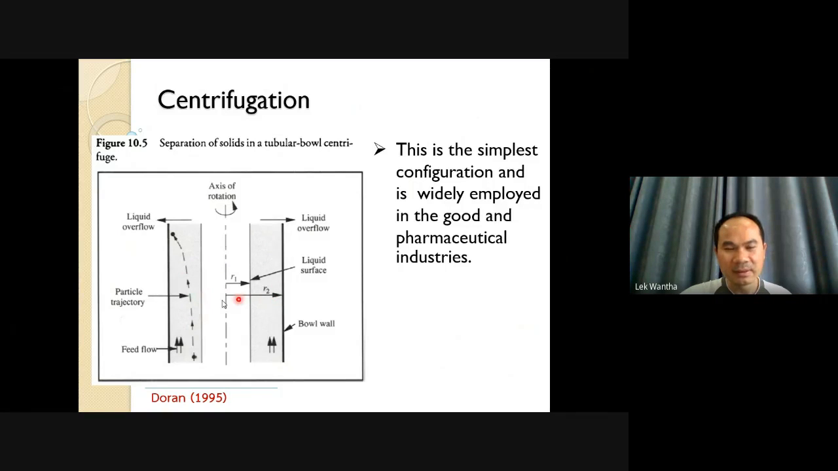After you centrifuge, both solid and liquid will move to the wall, but the one that moves faster is the solid, ก็คือตัวที่เคลื่อนที่เร็วกว่าก็คือ solid. The solid will deposit on the surface of the wall, and then we can separate it maybe by gravity, and sometimes we have some filter also. The solid will deposit here, and then you can collect it using a pump or something to separate the solid out of the system.